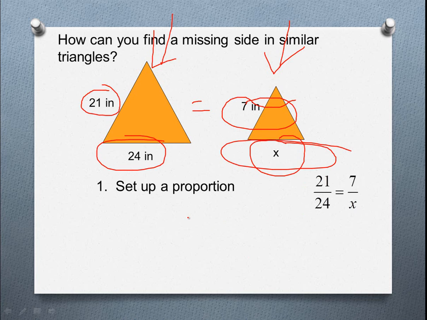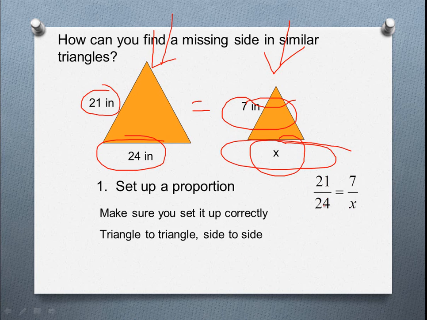Let's do cross products to see if it works out. What's 21 times x? 21x equals 7 times 24. So I've got 21x equals 168. Divide both sides by 21 and I get x equals 8 inches. Now let's take a look at that. 7 inches, 8 inches, 21, 24. Yep, that looks right.